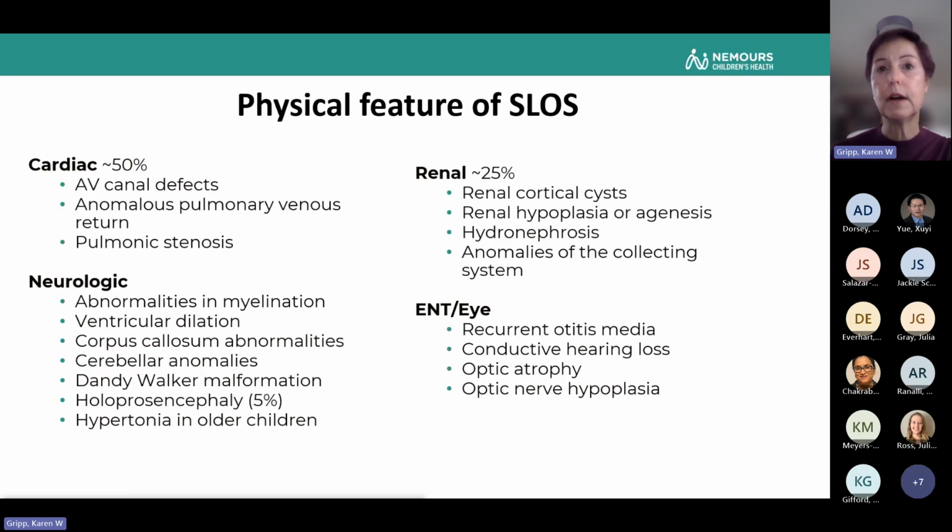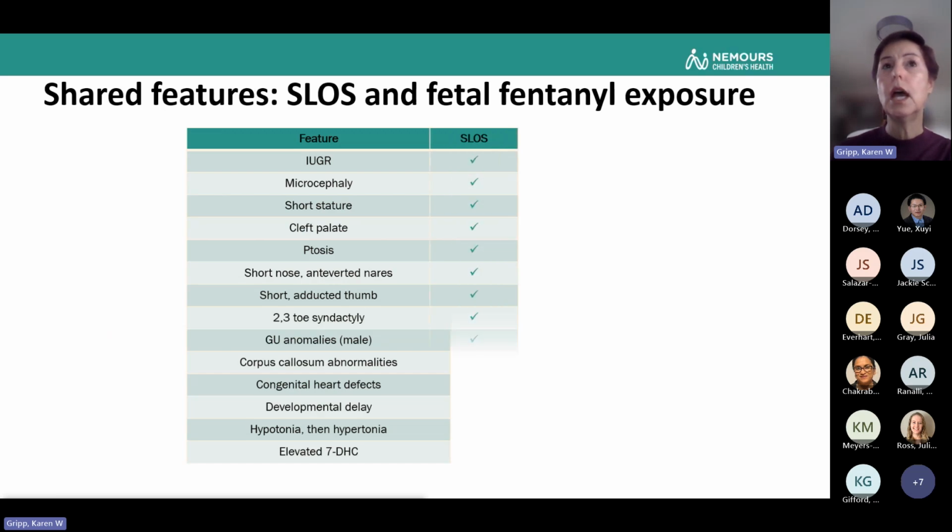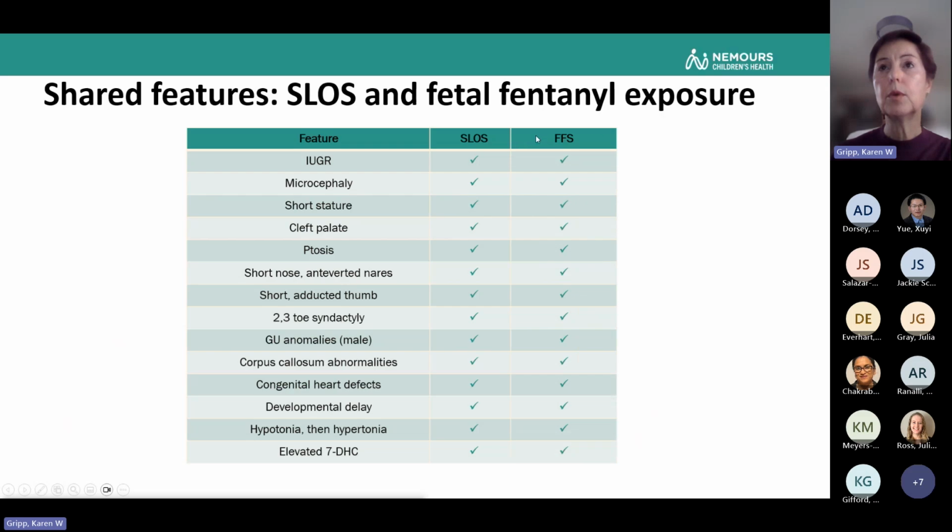There are a number of other physical features that we can see in Smith-Lemli-Opitz syndrome. And when we compare the features of Smith-Lemli-Opitz syndrome and what we saw in the babies that had the fentanyl exposure in pregnancy, we see a lot of similarities, including the small size, short stature, cleft palate, ptosis of the eyes, the short nose, a short adducted thumb, the 2-3 syndactyly, some GU anomalies in the males, and so on.